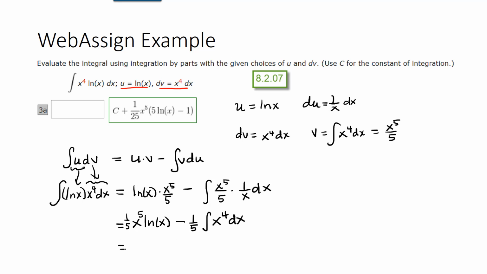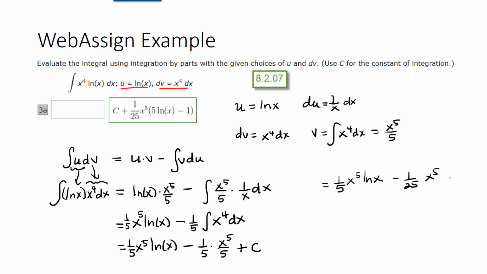Okay, now we're going to go ahead and integrate, carry this all along, 1/5 x to the 5th natural log of x minus 1/5 of x to the 5th over 5 plus c. All right, so another way of writing that would be 1/5 x to the 5th natural log of x minus 1/25 x to the 5th plus c. Now in WebAssign, the answer given was c plus 1/25 of x to the 5th times 5 natural log of x minus 1. This is actually equivalent to that.